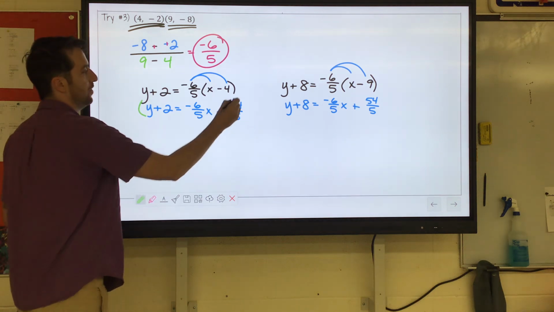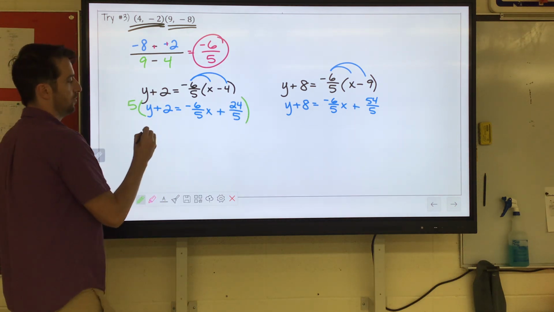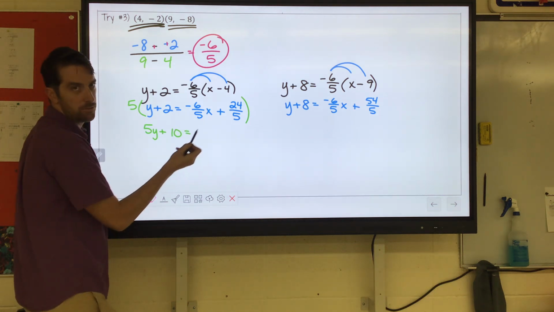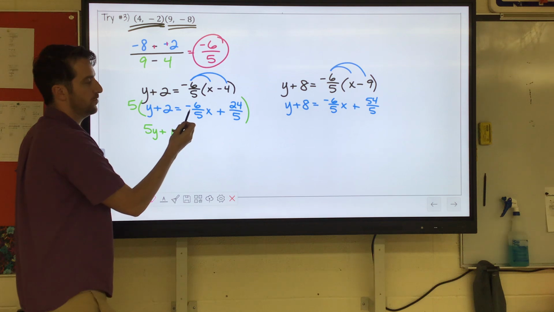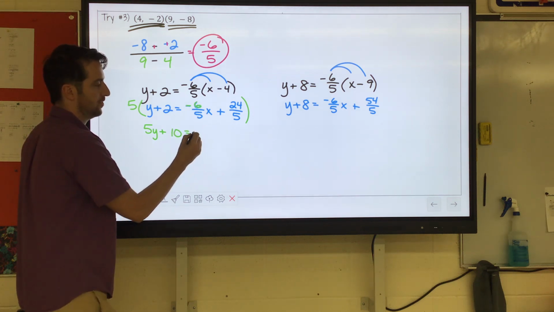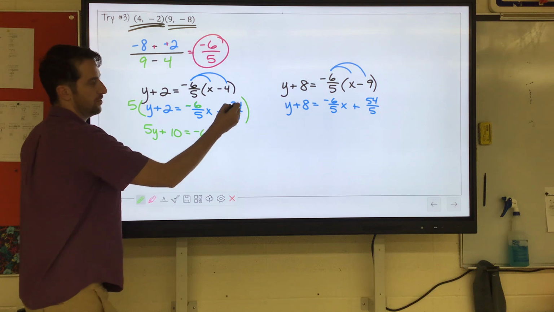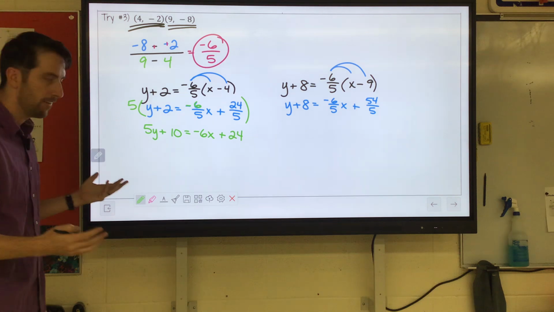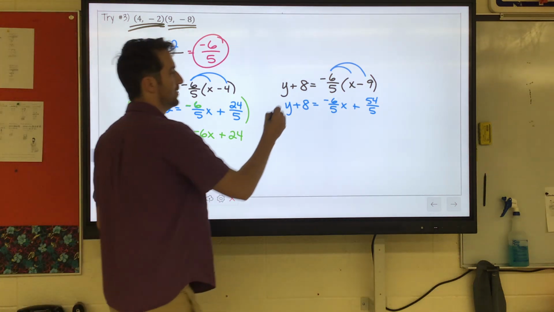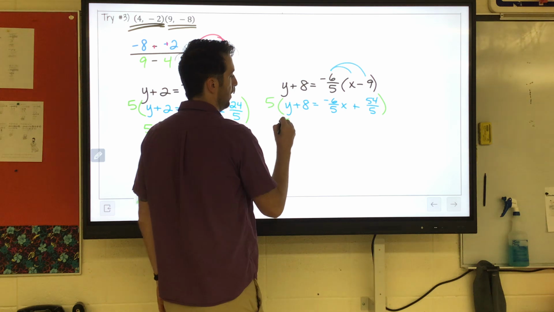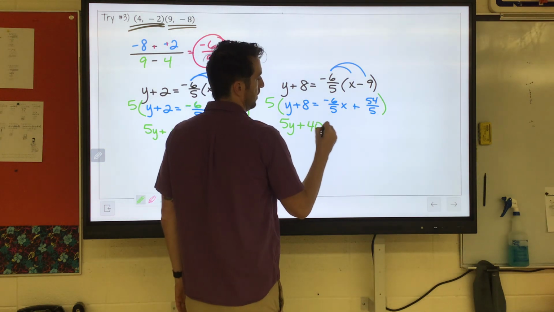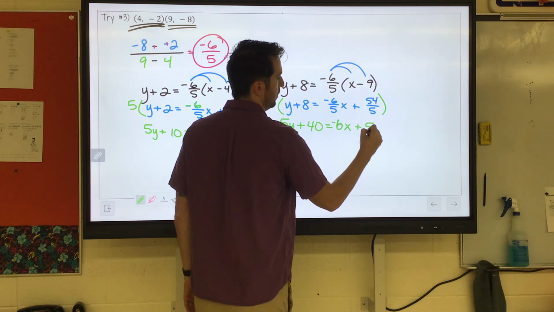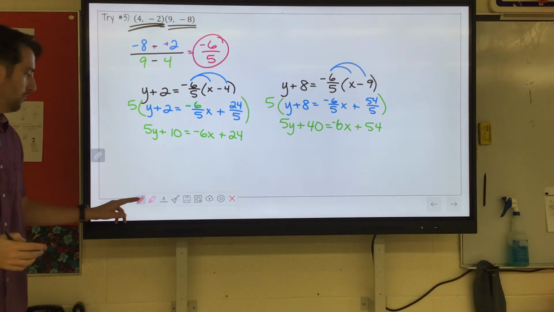The common denominator would be 5. So this would give us 5y plus 10 equals. And remember, if you're multiplying by what's in the denominator, it just cancels out the denominator. So this would become negative 6x, and then plus 24, because the 5 is going to cancel out. Alright, we'll come back to it. Let's say I did the same thing on this one. We'd have 5y plus 40 equals negative 6x plus 54. We would then get rid of what's with the y.